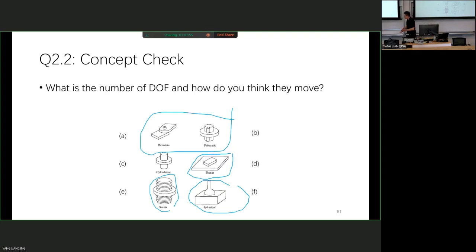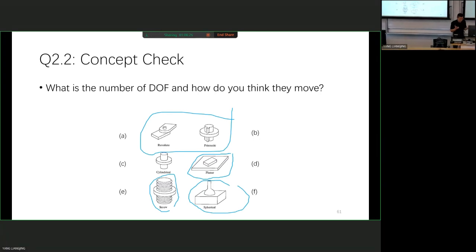And screw is highly interesting. Even though it can rotate and it can translate, the rotation and the translation are not independent. That means if I rotate by, let's say, 720 degrees, which is 2 rounds, it will actually move by 2 units of the pitch.